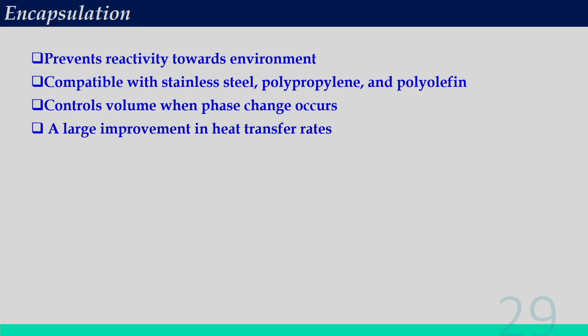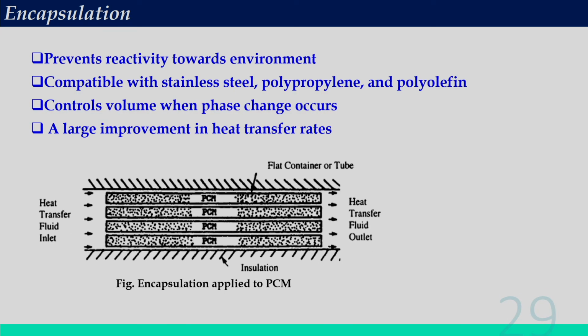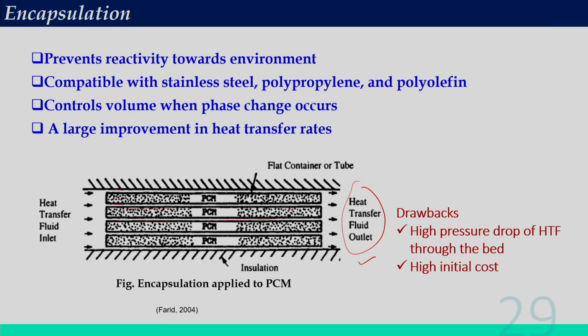There is a large improvement in heat transfer rates if we make this kind of arrangement. This figure shows the arrangement, with the heat transfer fluid inlet, which you can see in the arrows. These are the channels through which the fluid flows, and these are the encapsulations. PCMs are contained in this tube, and we can get the heat transfer outlet here. Again, there are drawbacks for this kind of arrangement: high pressure drop of the heat transfer fluid through the bed, and high initial cost.